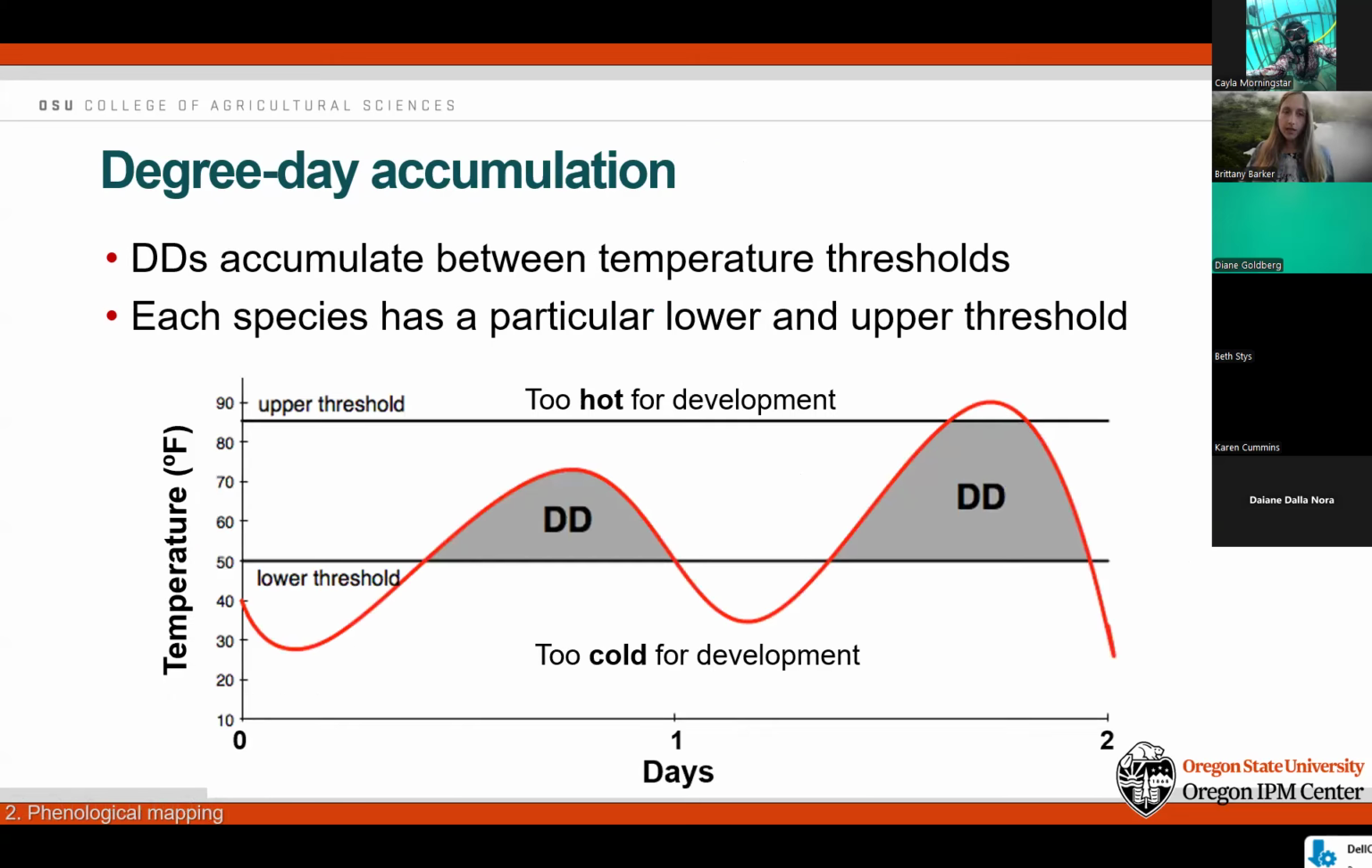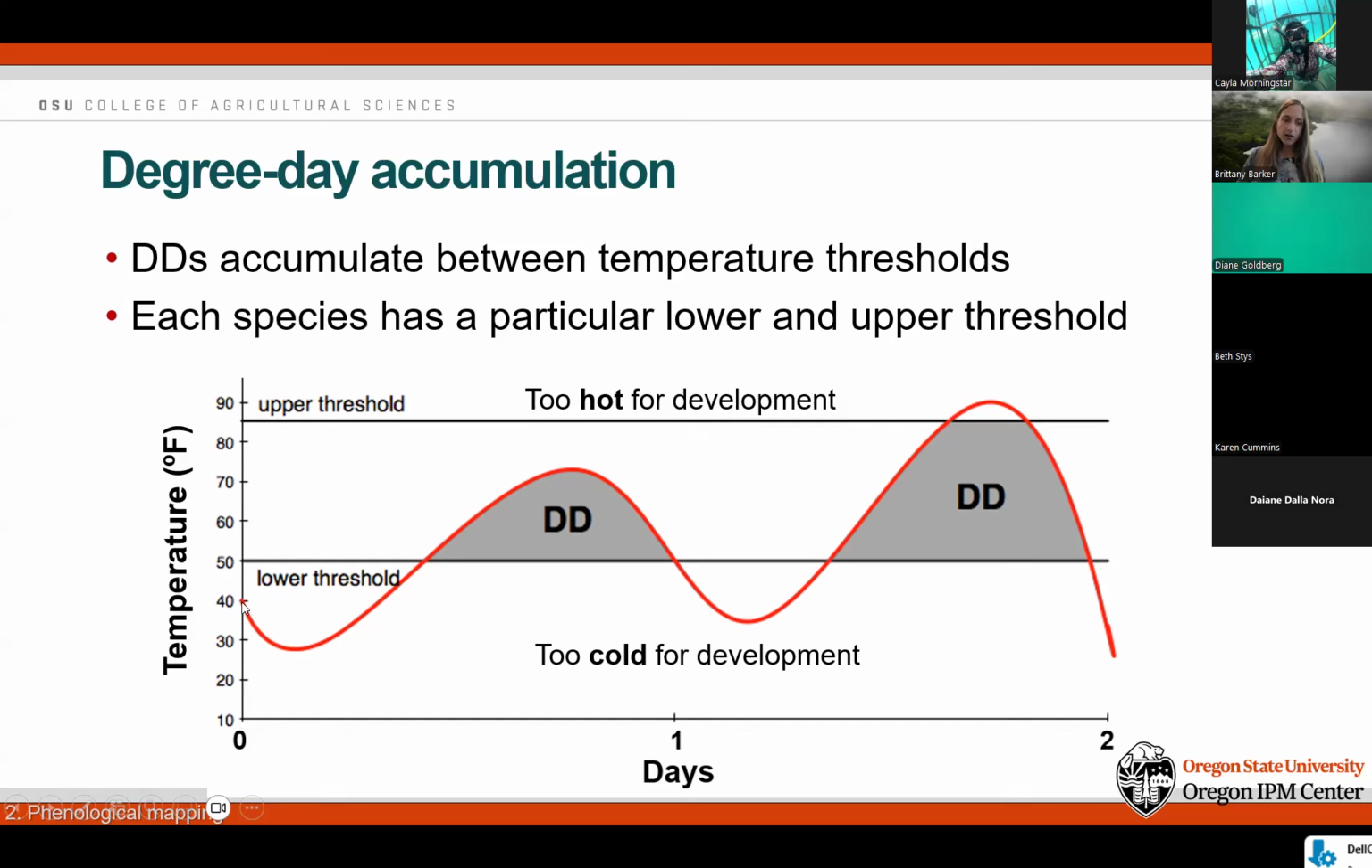All right, and degree day accumulation occurs between temperature thresholds. So in addition to species having a certain number of degree day requirements for each life stage, they also have specific lower and upper thresholds for development. This plot is showing temperature in degrees Fahrenheit on the y-axis, and on the x-axis, we have number of days, so day 0 going to day 2. And this particular species has a lower threshold of 50 degrees Fahrenheit and an upper threshold of about 85 degrees Fahrenheit.